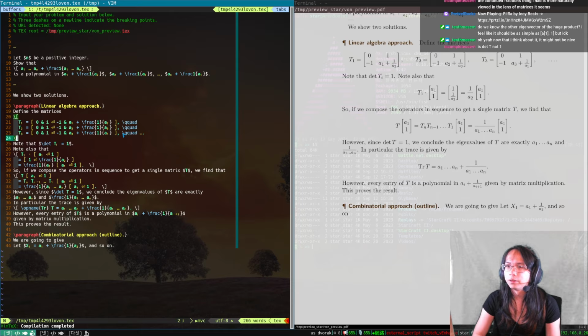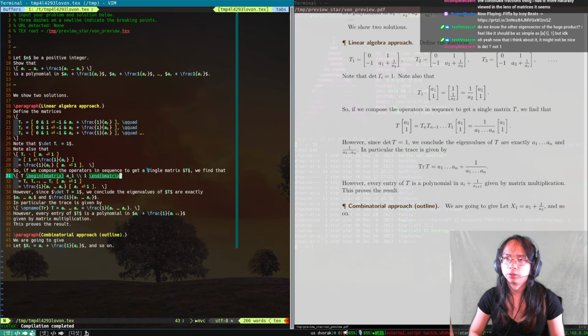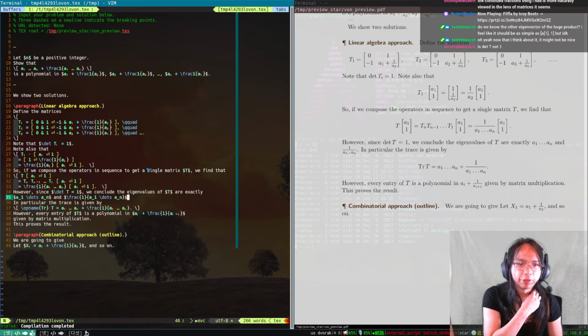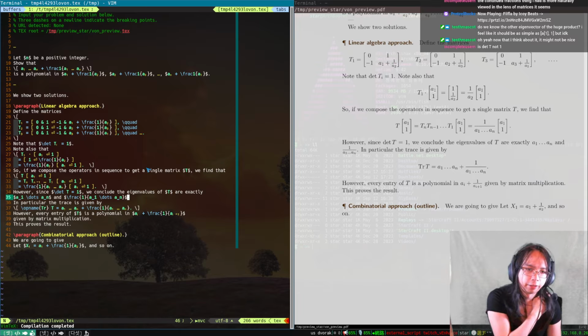Is det t not 1? Yeah, the determinant of t is 1. No, the question is what's the other eigenvector, not the other eigenvalue. We know the eigenvalues, but the question is whether the eigenvector is any good. My guess is no.